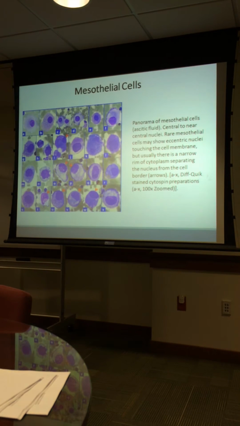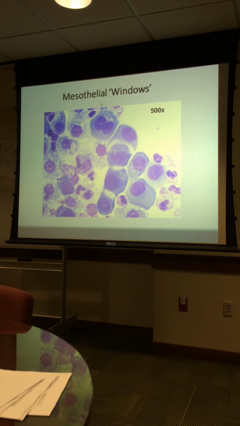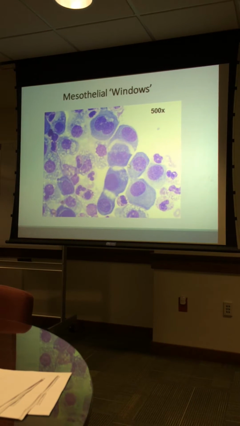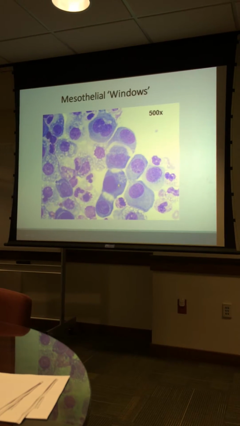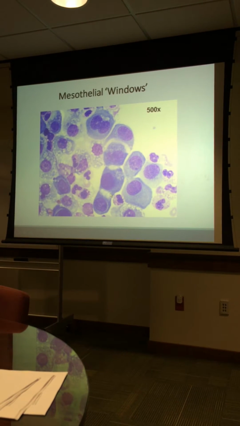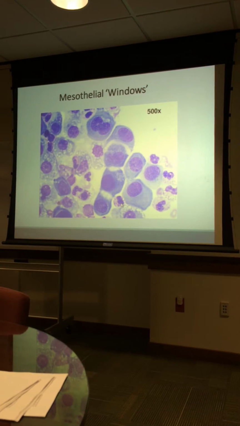If you don't know what it looks like, you can always Google it. This is another clue about mesothelial cells. These are called mesothelial windows, where the cells look like they're holding hands with this clear space between them. That's another clue that you're dealing with mesothelial cells.